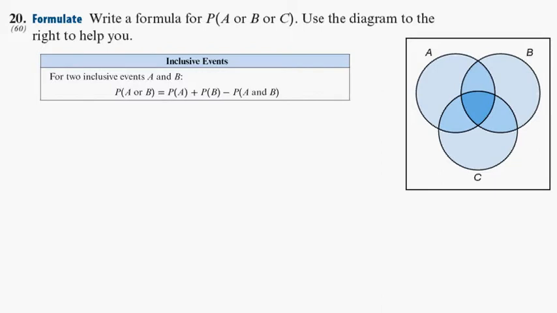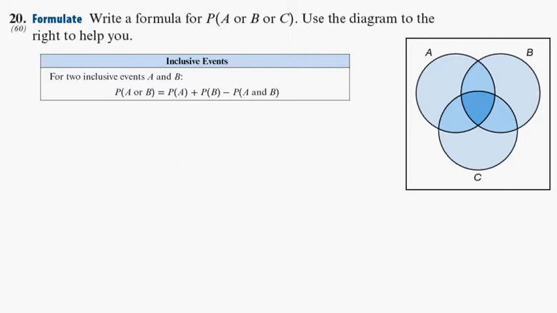Okay, for number 20, it says write a formula for the probability of getting A or B or C. Use the diagram at the right to help you. This is an inclusive event. Okay, the idea with inclusive events is when they overlap, and certainly we have overlap.